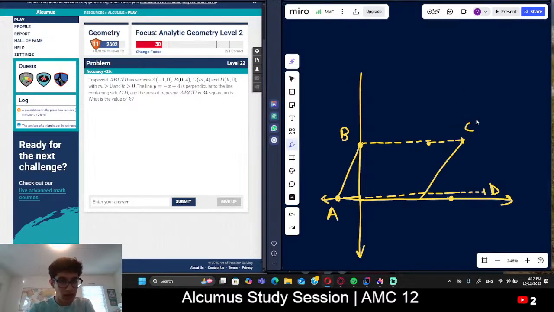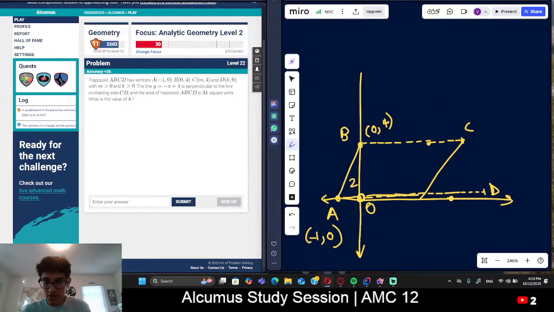What concerns us is that the area of trapezoid ABCD is 34 square units. So -1 and 4. Yeah, well, let's see. Right, so this is -1, 4. This is going to be -1, 0 and 0, 4. So what's the area of AB and then the origin here? That's just going to be 1 times 4. So that's going to be 2 because you divide by 2.